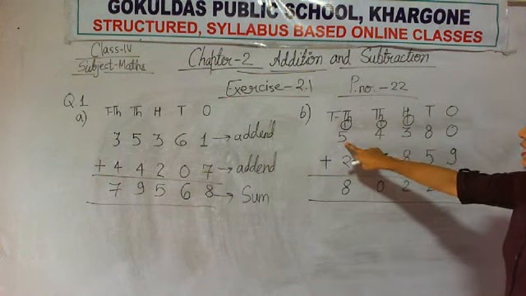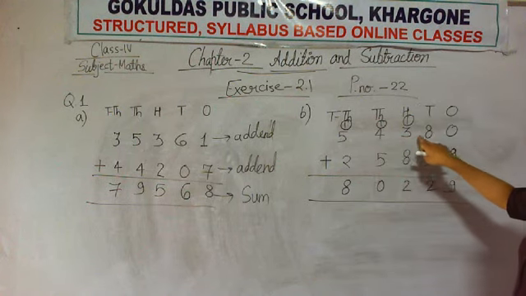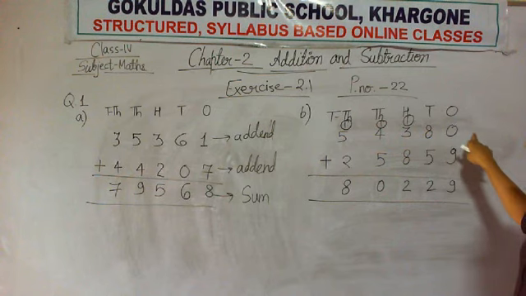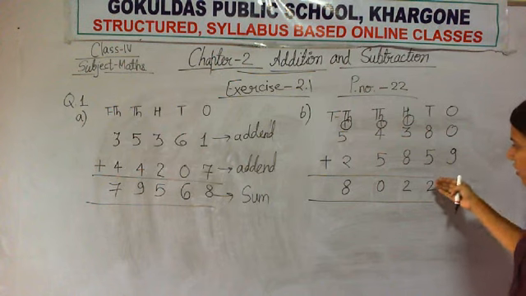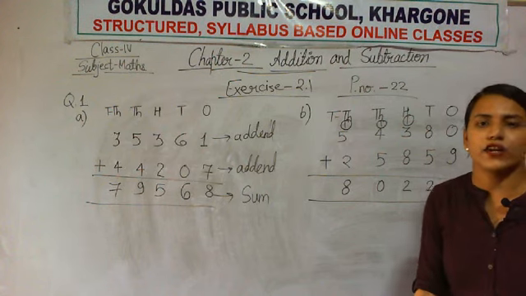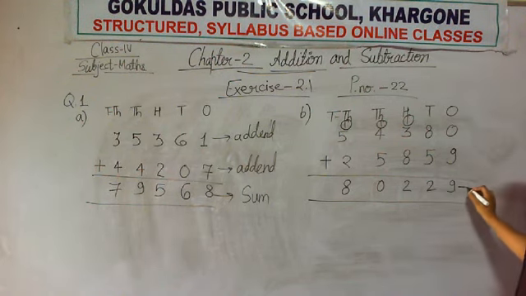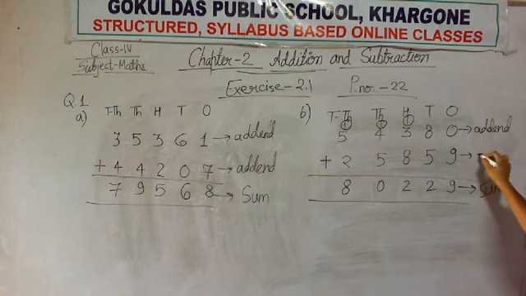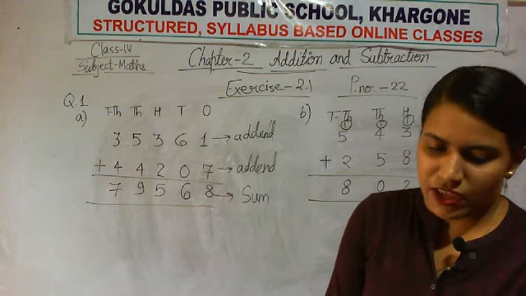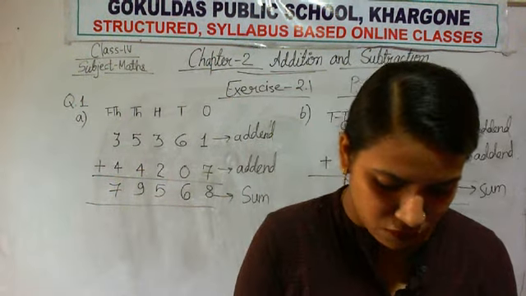So here 54,380 is added. 25,859 is added. And the result of addition is called sum. This is addend. This is addend. Okay. We have done 2 parts of question 1.